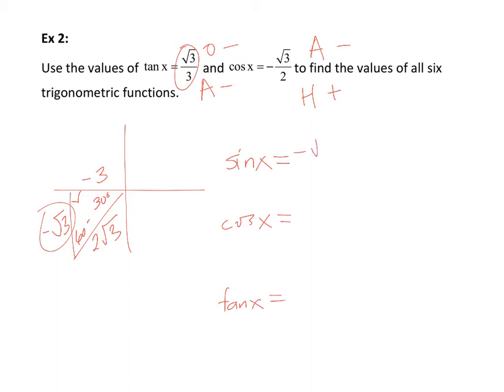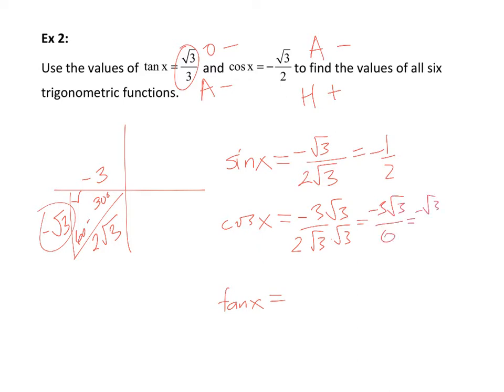All right, so I have negative square root of 3 over 2 square root of 3 is equal to negative a half. Then I have negative 3 over 2 square root of 3. That is negative 3 square root of 3 over 6, which is negative square root of 3 over 2. Then I have negative square root of 3 over negative 3, which is square root of 3 over 3. All right, so there's the first 3.